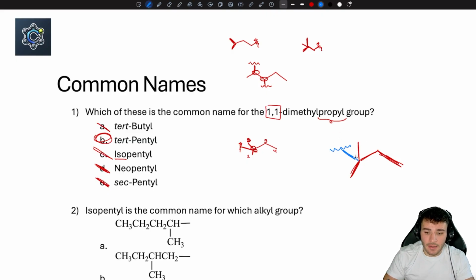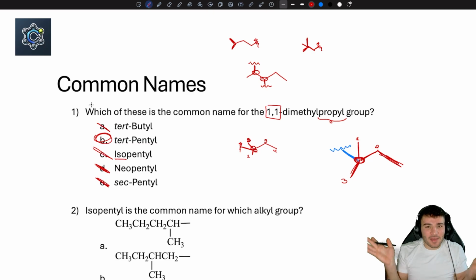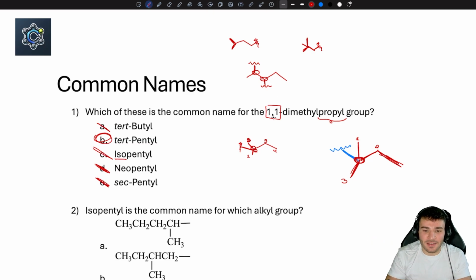Now I want you to notice that by just understanding what the prefixes mean, you can actually figure out what the name is. And so notice that this carbon, right, the one that's being attached to the larger group, has 3 carbons around it. 1, 2, 3, meaning that it's a tertiary carbon, right? The common name itself is tertiary. And so why do you think it's called tert-pentyl?